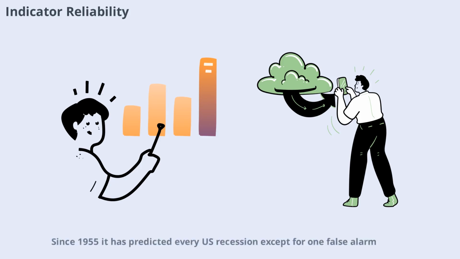Since 1955, it has predicted every US recession except for one false alarm. Economists and investors rely on it because it reflects real market fears and expectations. While no indicator can guarantee a recession, the inverted yield curve is widely respected for its reliability. If you're watching for early warning signs, this is one you can't afford to ignore. Next, let's move on to the second key indicator, unemployment claims.